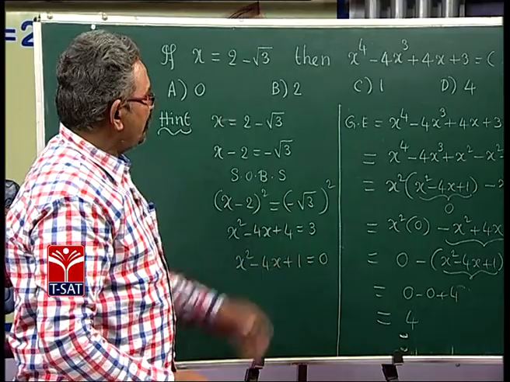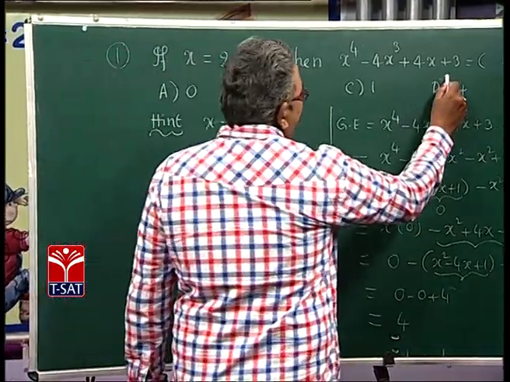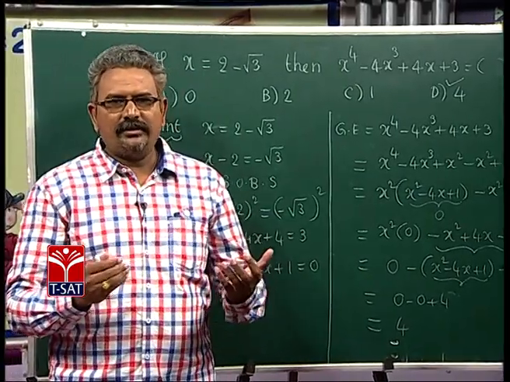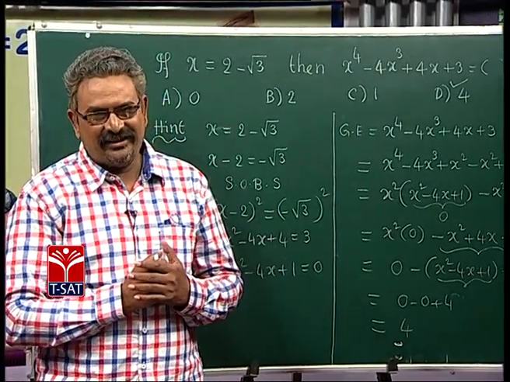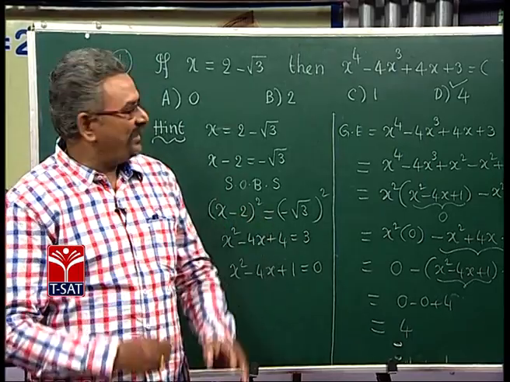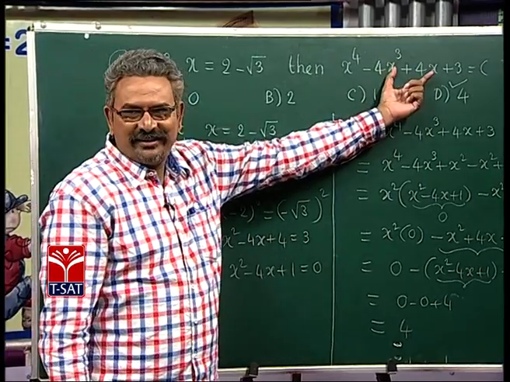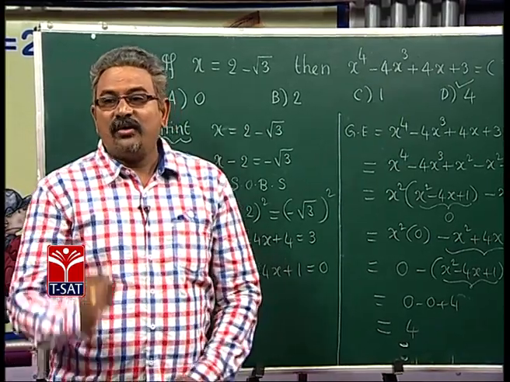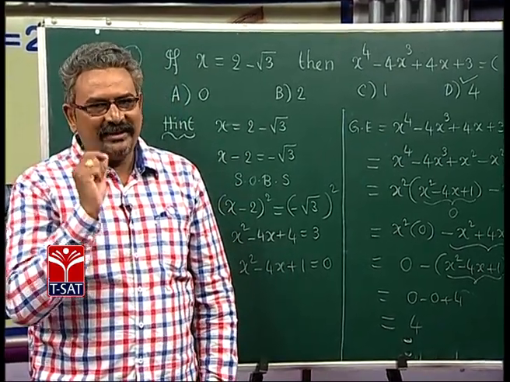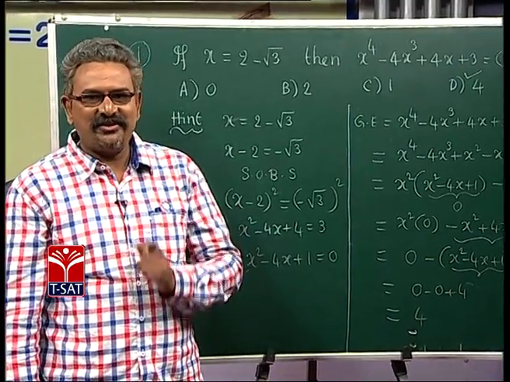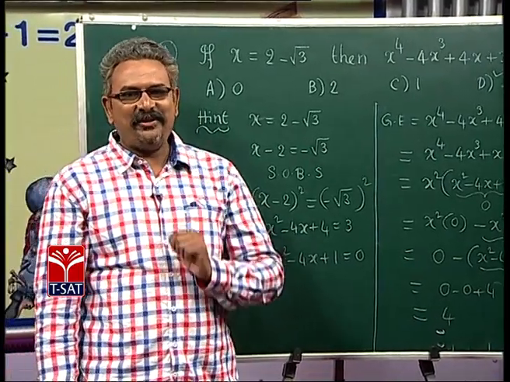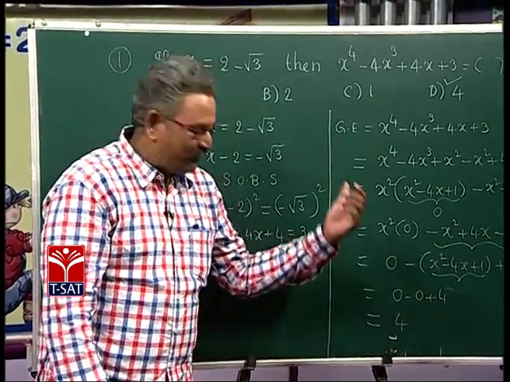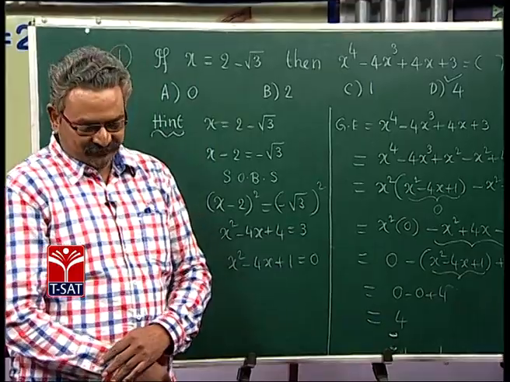Which is the right option? Yes, D is the right option. If you want to find out the other method, simply divide the given expression by x square minus 4x plus 1, and whatever remainder you get, that will be the answer. Just try, definitely you will get the remainder 4 only. 4 is obviously our answer.